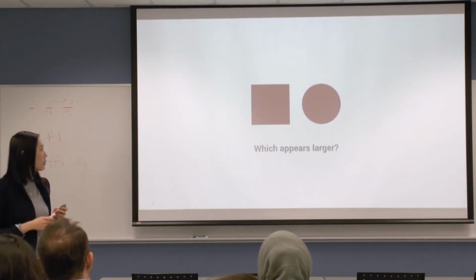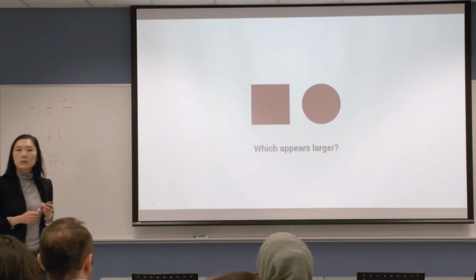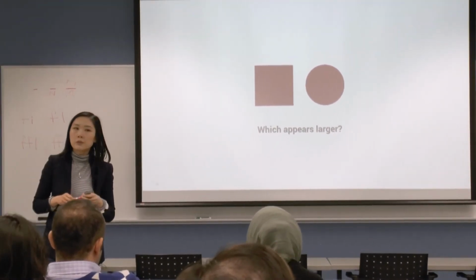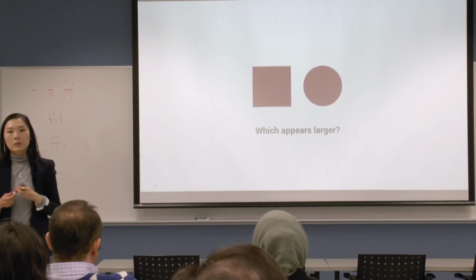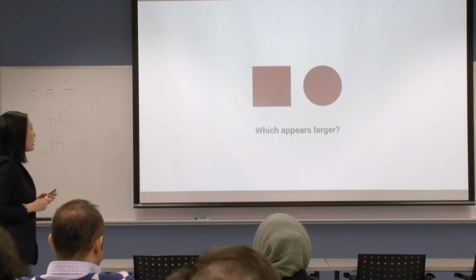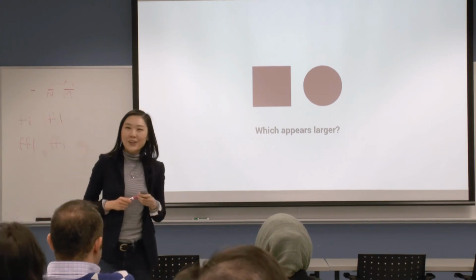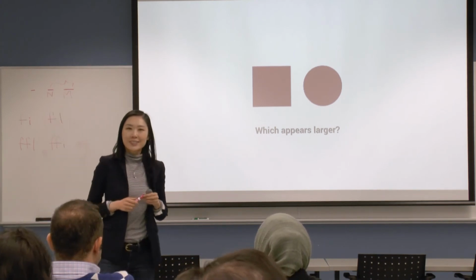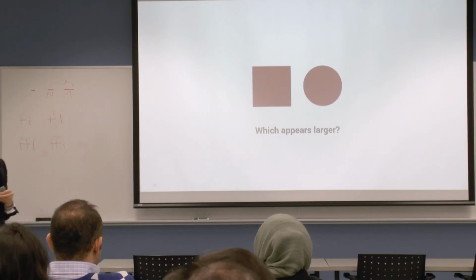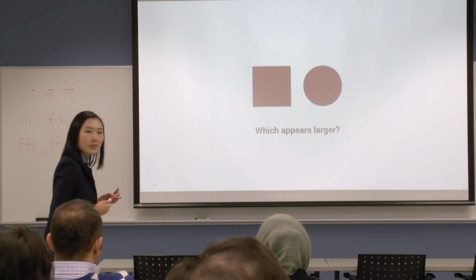So let's do a little test. Which shape appears to be bigger? The square. Again, this is one of those tricks that psychologists like to use. So Jerry is a psychologist. What do you think is the trick here? Jerry, do you know?